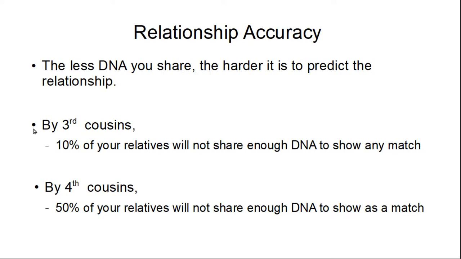By third cousins, 10% of your relatives will not share enough DNA to show up as any kind of match to you at all. By fourth cousins, 50% of your relatives will not share enough DNA to show as a match. 50%, that's 1 out of 2. Half of them are not going to show. So what are you going to do about that?